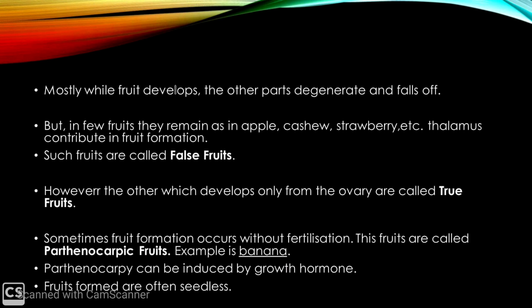Although in most species fruits are the result of fertilization, there are a few species in which fruits develop without fertilization. Such fruits are known as parthenocarpic fruits. Banana is one such example. Parthenocarpy can be induced through the application of growth hormones, and the fruits thus formed are often seedless.